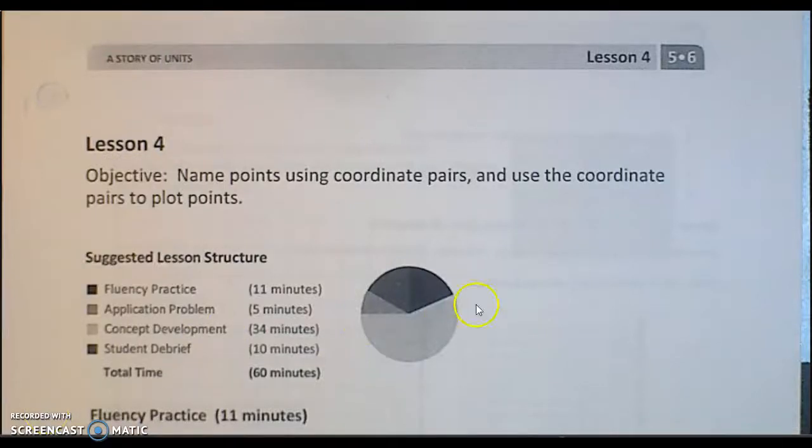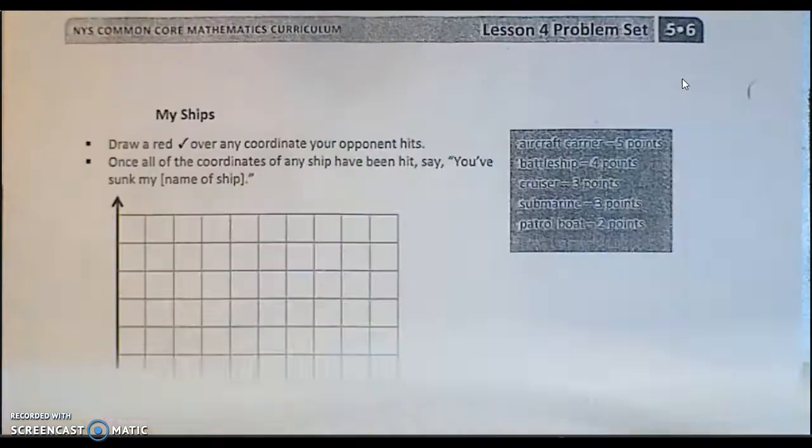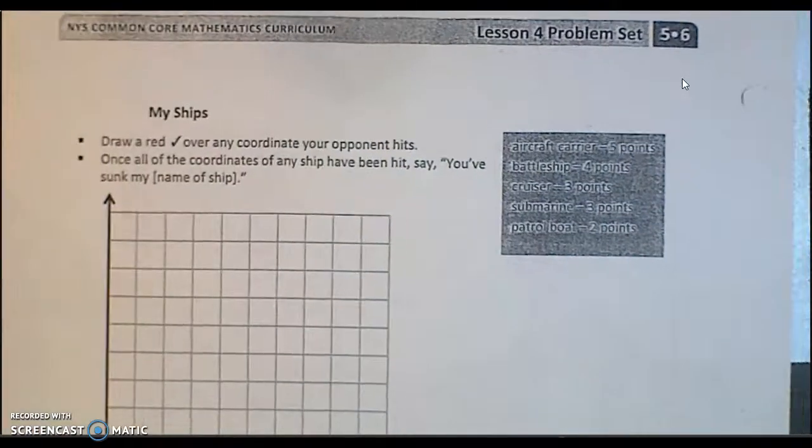Hello! Today we are doing Module 6, Lesson 4, and the objective is to name points using coordinate pairs and use the coordinate pairs to plot points. So today's lesson is a little bit different because it's actually playing Battleship.